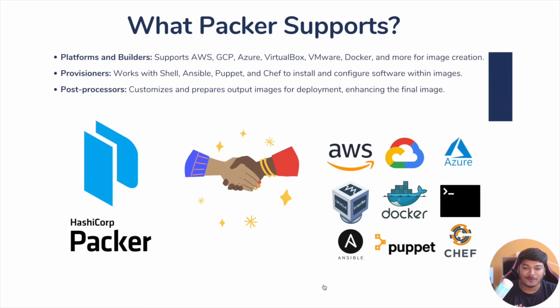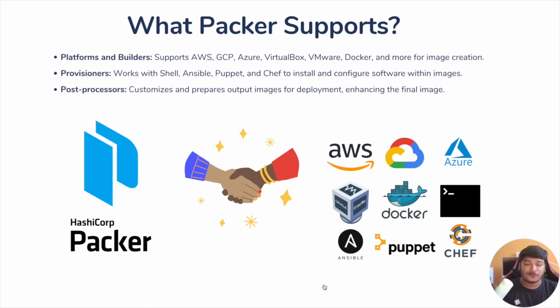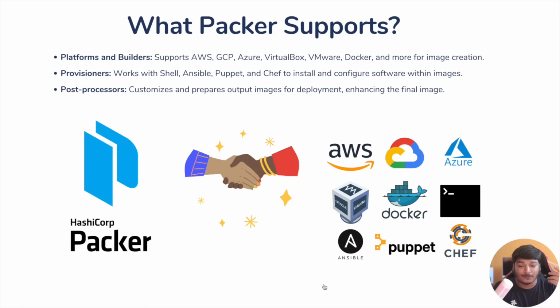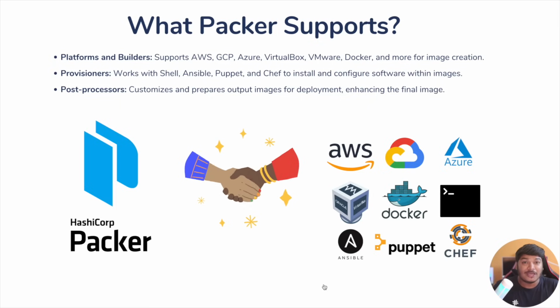Now, let's learn about what Packer supports. Packer supports mainly three kinds of things. First is platforms and builders, second is provisioners, and third is post-processors. So what are the platforms and builders it supports? It supports AWS, GCP, and Azure cloud. It also supports VirtualBox, VMware, and Docker, which are used for machine image creation. Okay, so these are the platforms and builders that Packer supports.